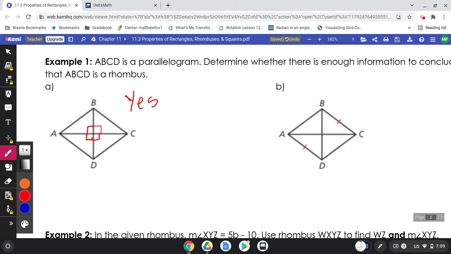Not only is it a parallelogram, it is a rhombus, which means I could go ahead, because I knew it was a parallelogram and it had that right angle, I know that each of these sides is the same.